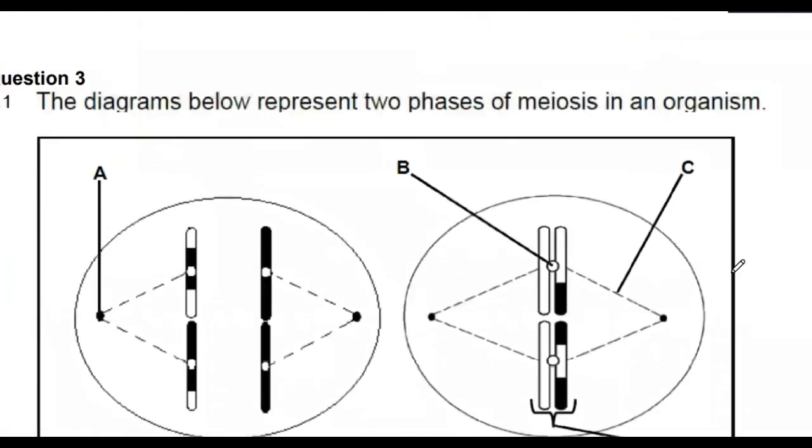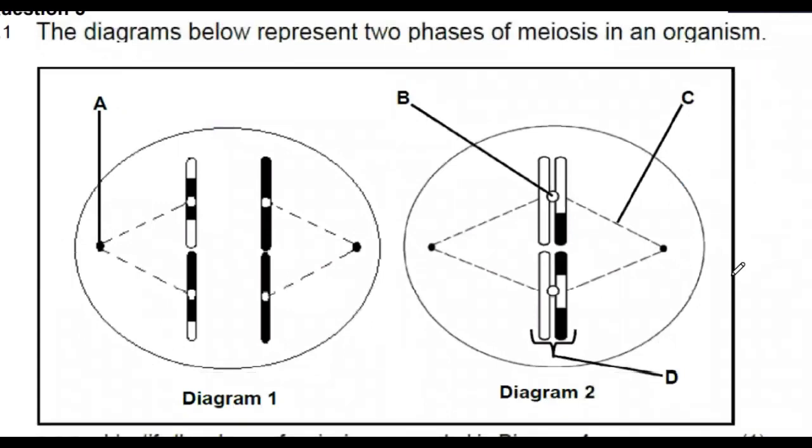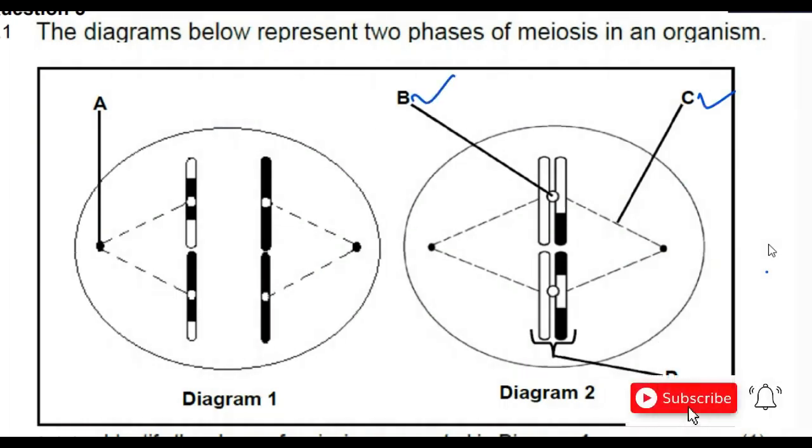And then if we see another question, label it, very simple. You see, we usually bring the same kind of questions. So this is spindle fibers, this is the centromere, this is a chromosome, not homologous chromosomes, it's one chromosome, and then this is the centriole, which is produced by the centrosome.